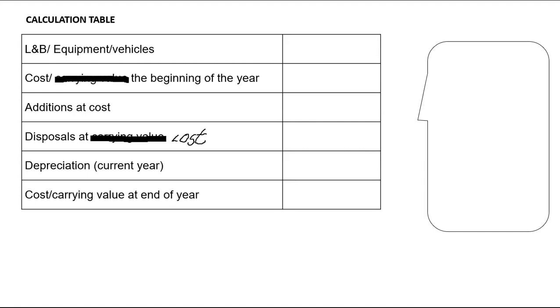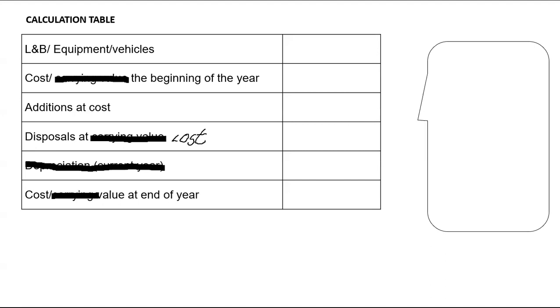When you are given the cost price, you will not have depreciation, because depreciation doesn't affect the cost price of any item. And then at the end of the year, you only have cost price at the end of the year, and that's what you are going to use. So your formula will simply be cost at the beginning of the year plus additions at cost, less disposals at cost. You won't have depreciation, and the last one will be cost of the item or of equipment at the end of the year, if you were asked to calculate the cost price of equipment purchased.